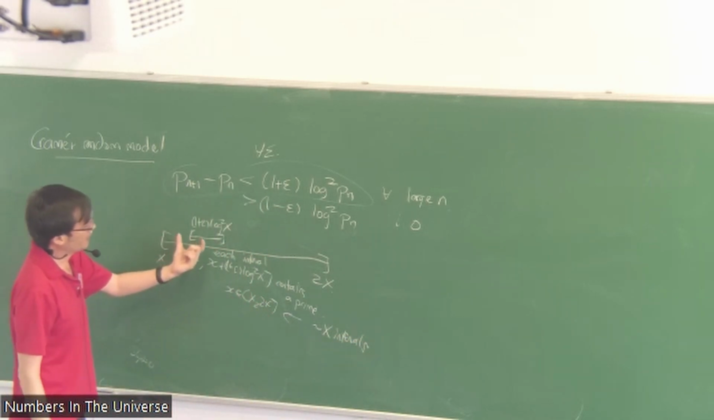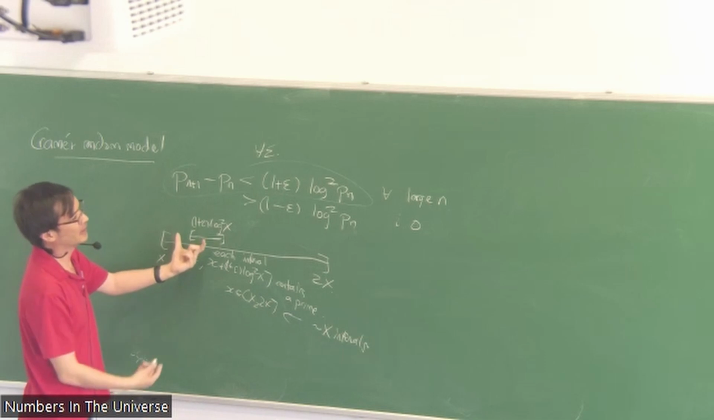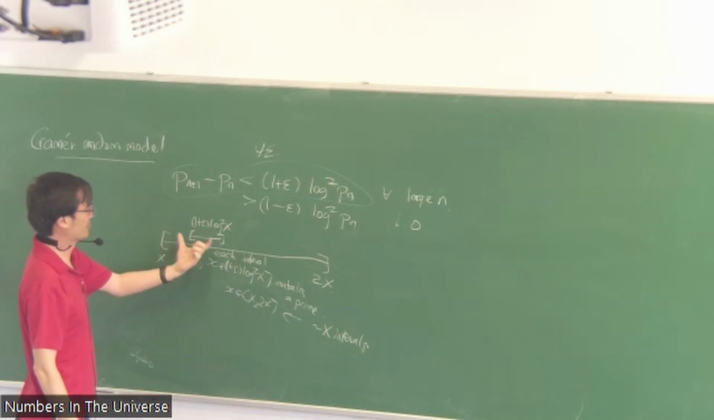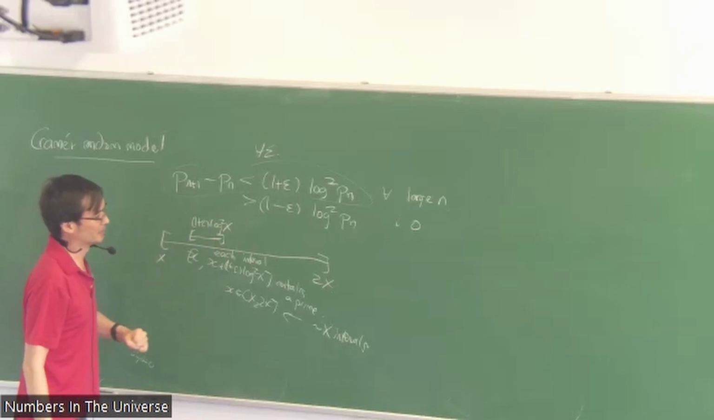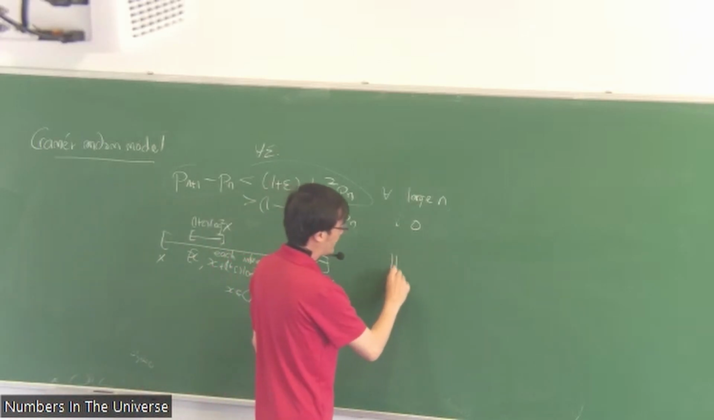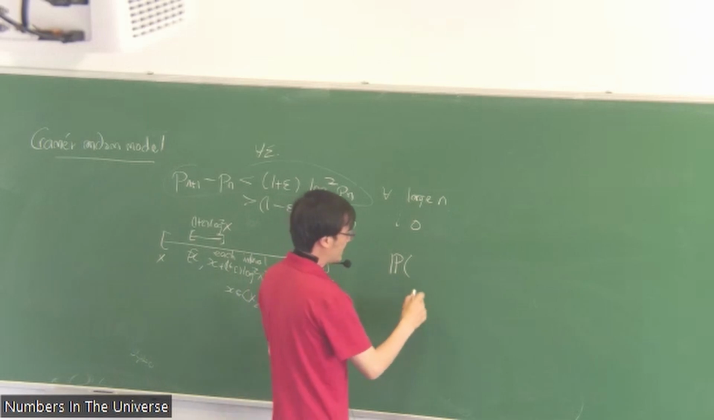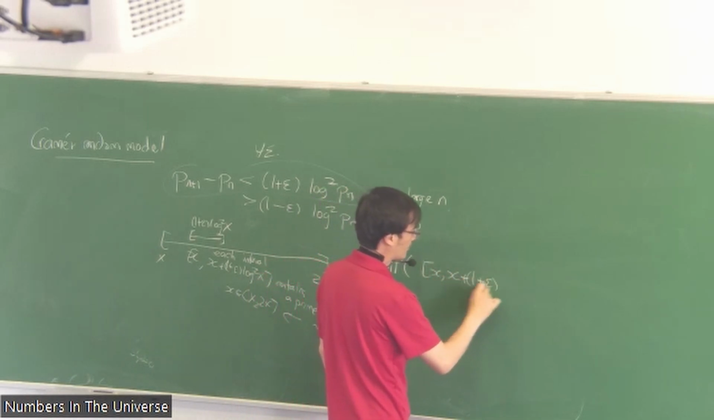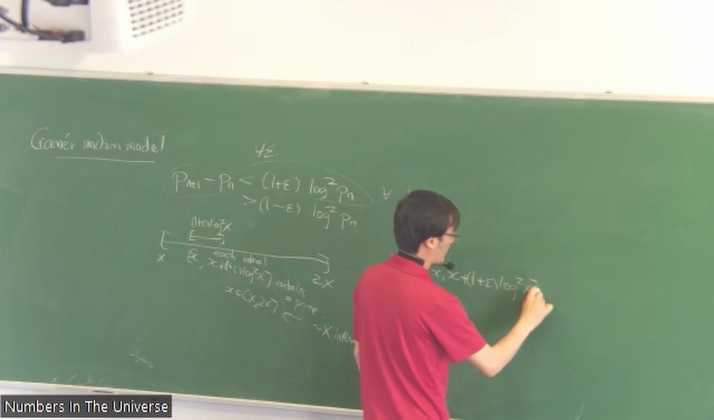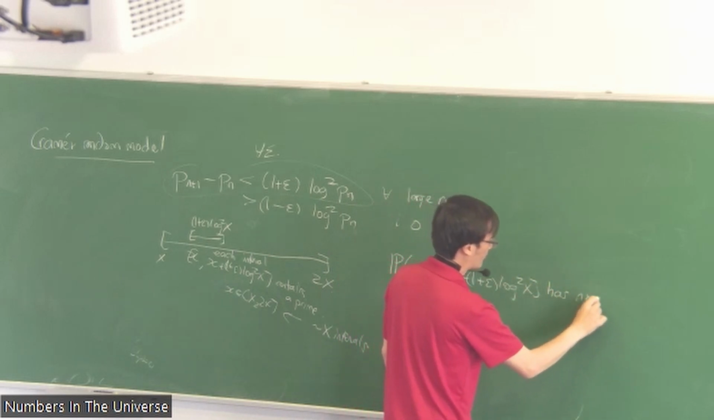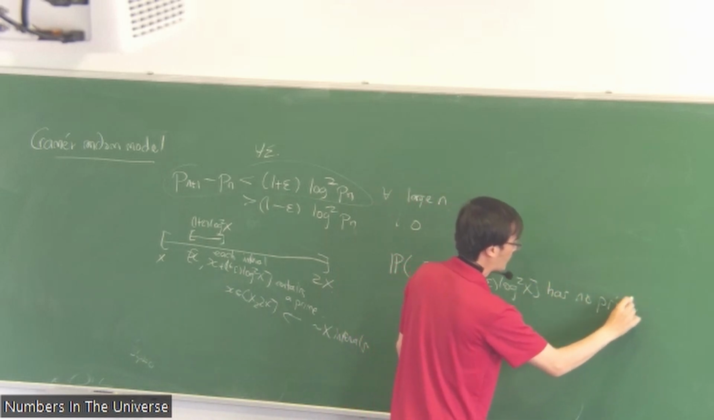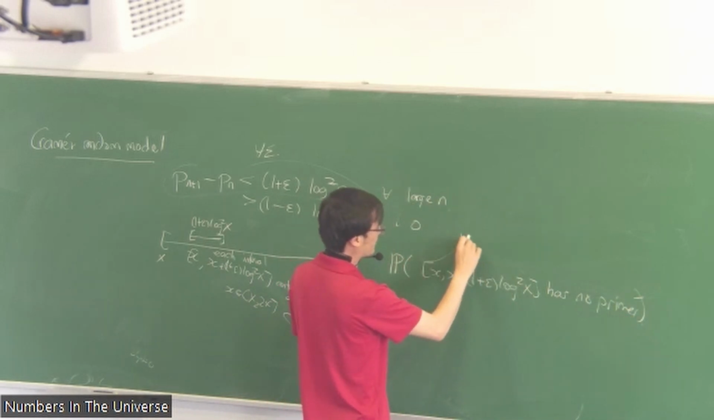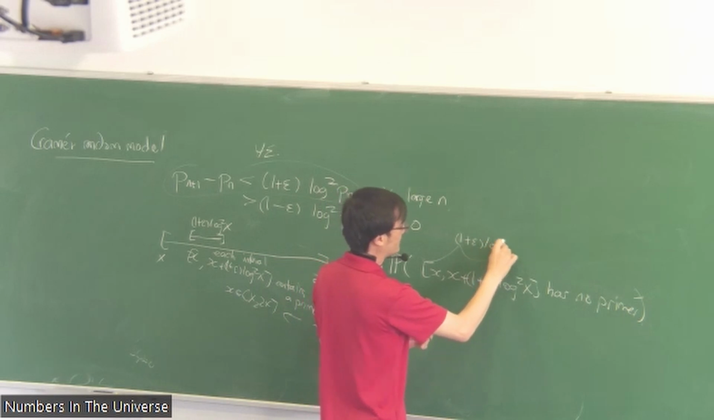Okay, now, given any one of these intervals, what is the probability? If you take a random model, what is the probability that a given interval has no primes? Okay, so heuristically, the probability that a single interval, so this is an interval that contains (1 plus epsilon) log squared x numbers.